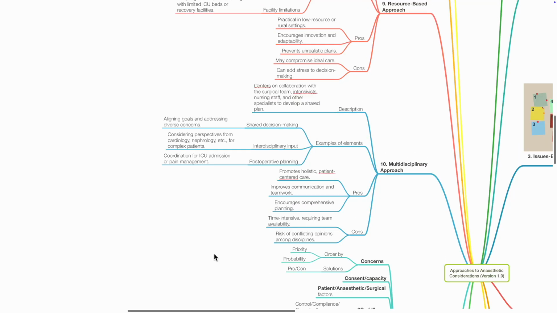Next is multidisciplinary approach, which centers on collaboration between the surgical team, anesthetists, intensivists, nursing staff, and other specialties to develop a shared plan. Elements includes shared decision-making, aligning goals and addressing diverse concerns, interdisciplinary input with perspectives from various specialties for complex patients, and facilitates post-op care, such as coordination of ICU admission and pain management.